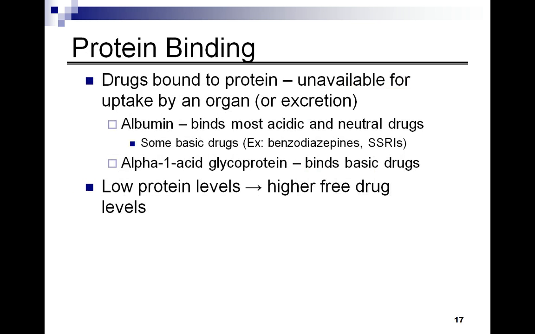Finally, just a comment about protein binding. I want to remind you that drugs which are bound to a protein cannot be taken up by an organ, and they can't be excreted. Albumin is the protein that binds most of our drugs, certainly most of our acidic and neutral drugs, whereas alpha-1 acid glycoprotein is the protein that binds most of our basic drugs. And remember that low protein levels lead to higher free drug levels. This can be an issue in our elderly patients or malnourished patients.